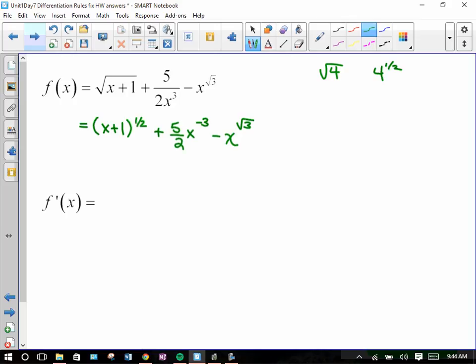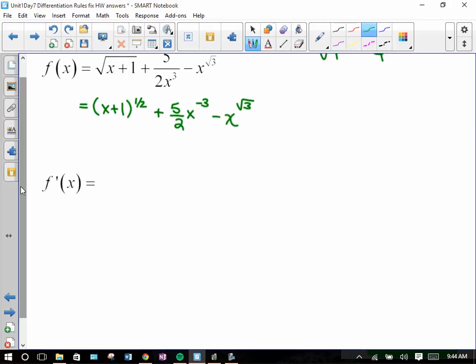Do not think too hard here. Okay? So what we're going to do, alright, we are going to take the derivative of this. So what do we do here? The power rule says that we do what? So 1/2 times 1 is 1/2. Alright? Times x plus 1, 1/2 minus 1.